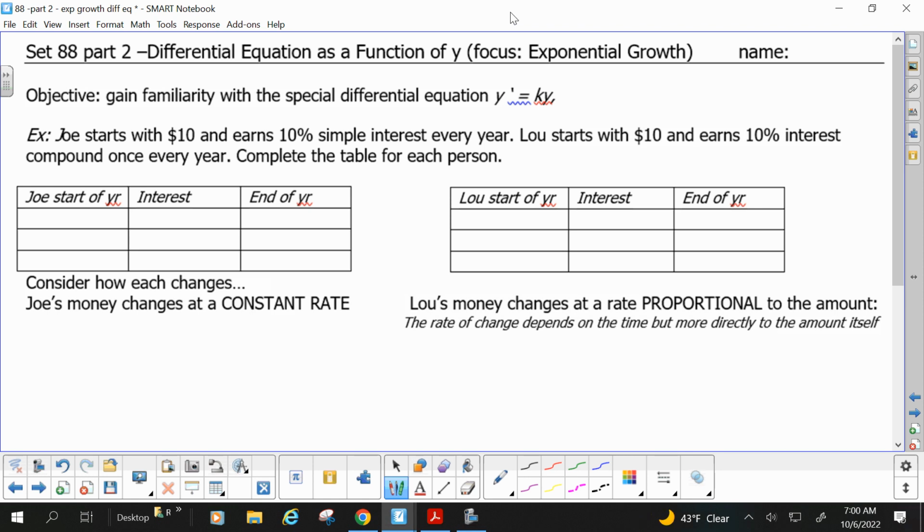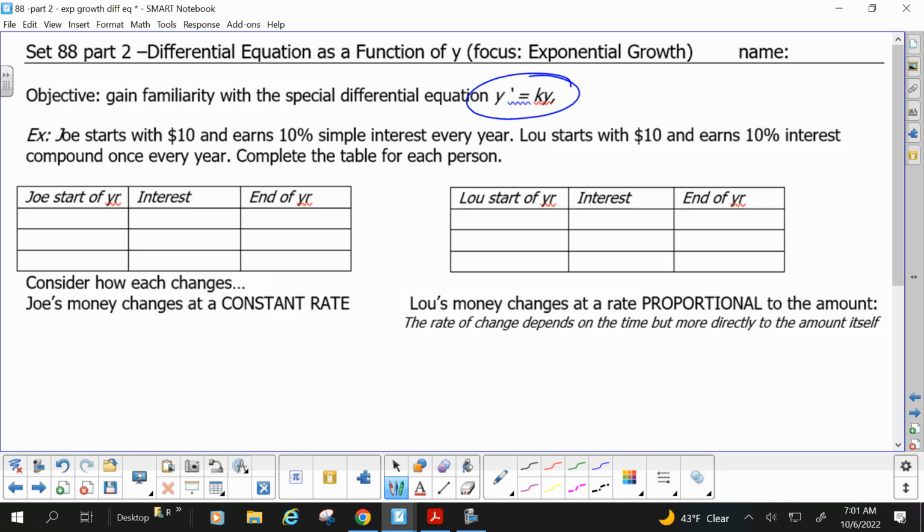There are three really famous differential equations that any Calc 1 and 2 student should know. We'll cover two of them today, and the third one we'll cover later. All right, so here goes. First is the huge differential equation, y prime is ky. So why is that important?